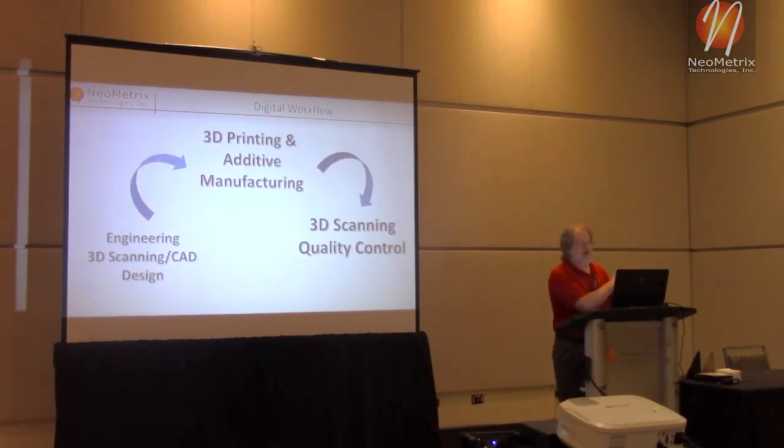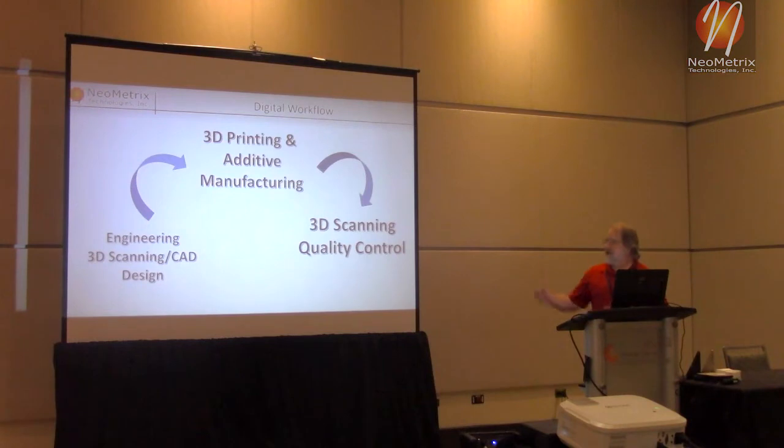So if we compare the traditional method we just talked about to a direct digital manufacturing workflow, engineering will develop a 3D model either through traditional CAD, designing from scratch, or through 3D scanning. Send that 3D model directly to a 3D printer for additive manufacturing, and then again can use 3D scanning technology to scan that final fabricated part and compare back to the original design.